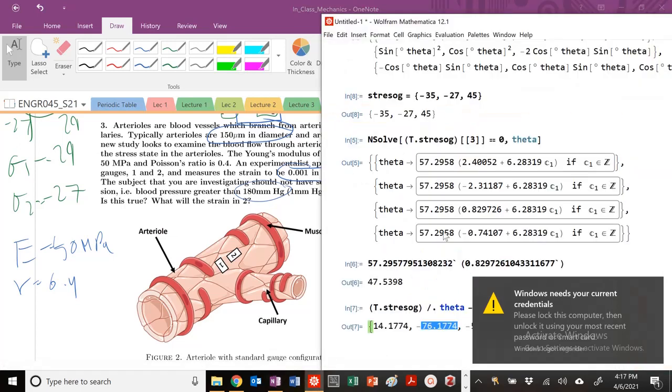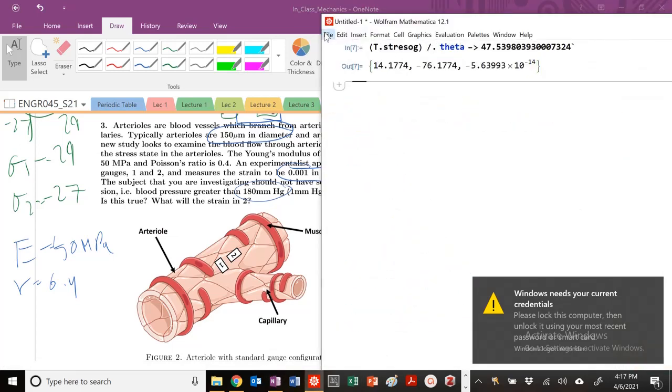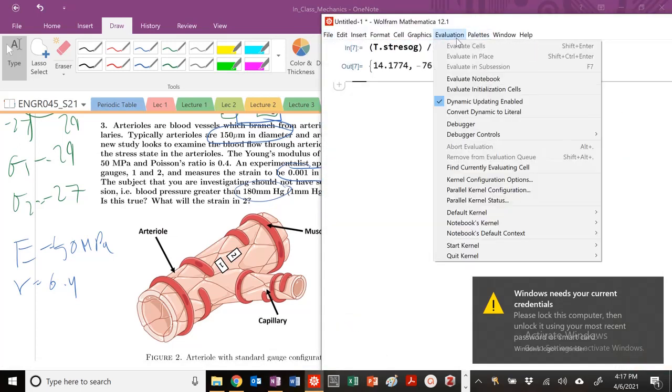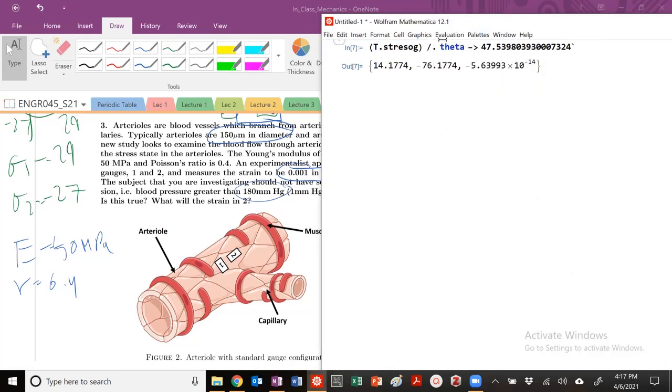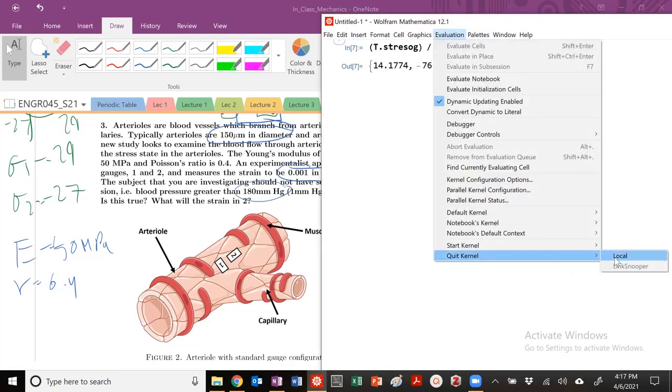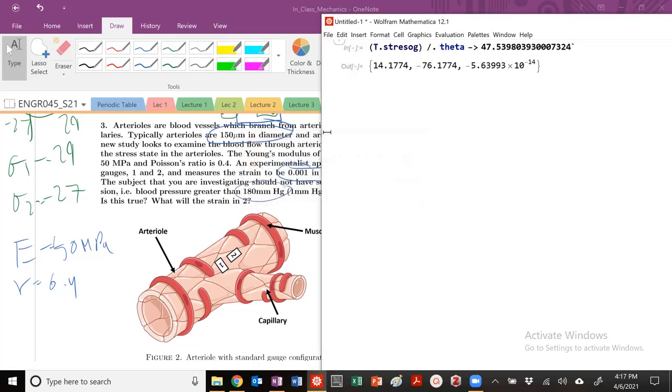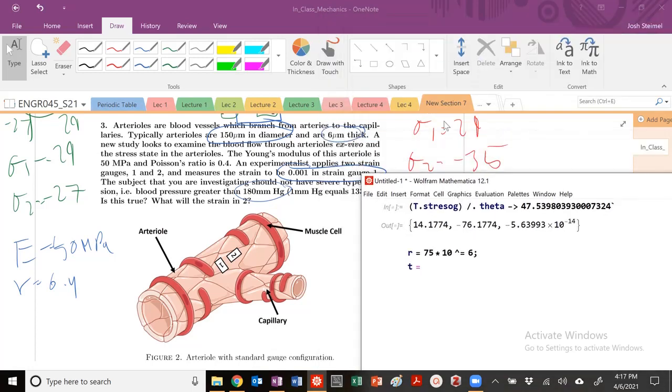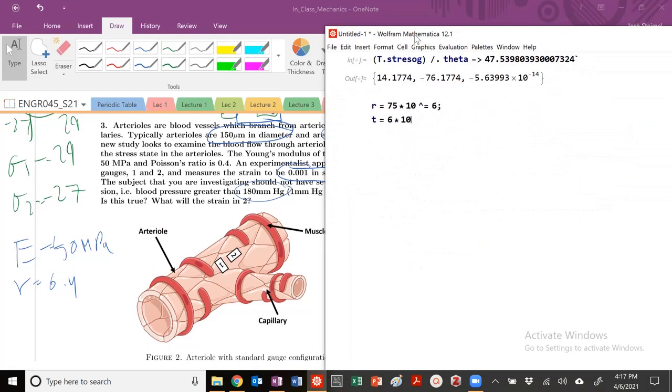Whenever you see radius and thickness, first off, I'm going to quit my kernel because I don't want any crosstalk in terms of my variables. So my radius is going to be 75 times 10 to the minus 6. My thickness is going to be 6 micrometers thick, so 6 times 10 to the minus 6. So that's my radius, that's my thickness.